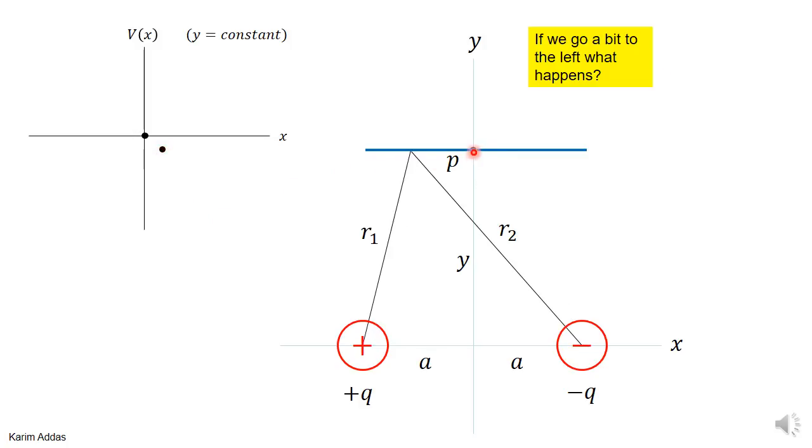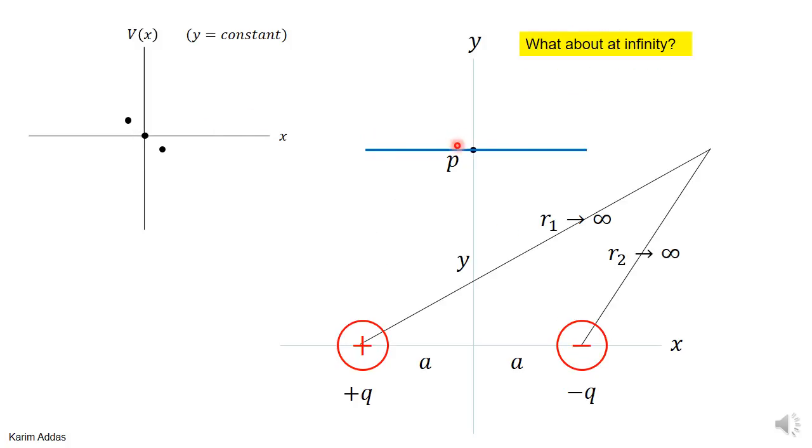What about when you go to the left? The potential is the potential due to this charge plus this charge. When you go to the left, R1 is smaller than R2. So the potential due to the negative charge is smaller in magnitude than that of the positive charge. You get a positive number that's large and a negative number that's smaller, because the distance is bigger. So the potential will be positive. I'll put here a value that's positive. I don't know what the value is, but I know it's positive.